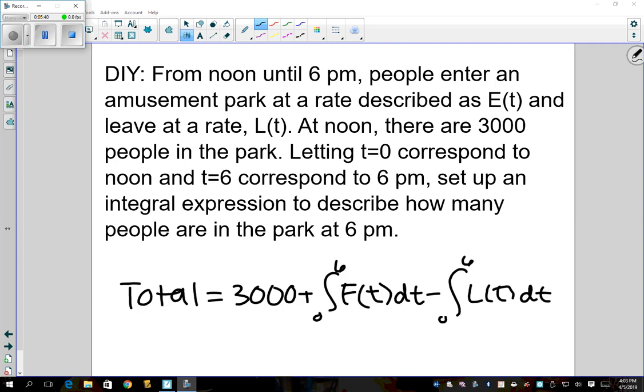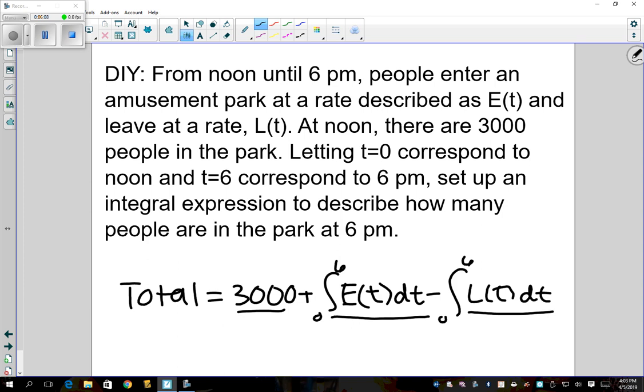So this is what your integral expression should look like. 3,000 plus the integral from 0 to 6 of E of t minus the integral from 0 to 6 of L of t. This idea of accumulation, from 0 to 6, we're adding in the people that are entering, and then we need to subtract the total number of people that have left, plus I had 3,000 to start with, and so that's going to be my integral expression.